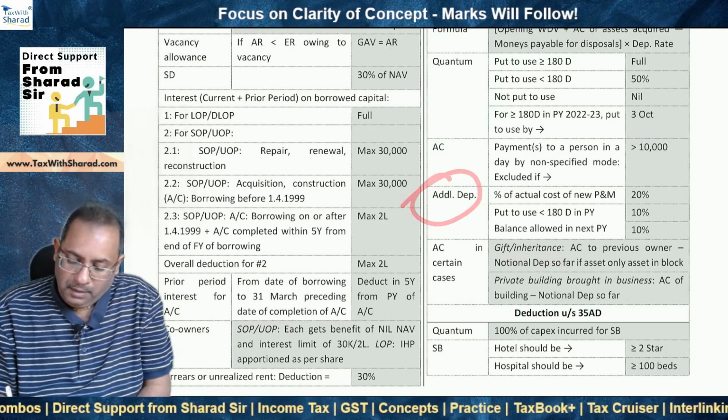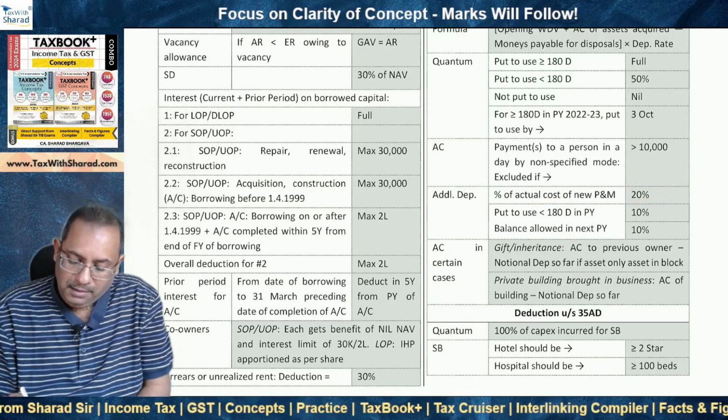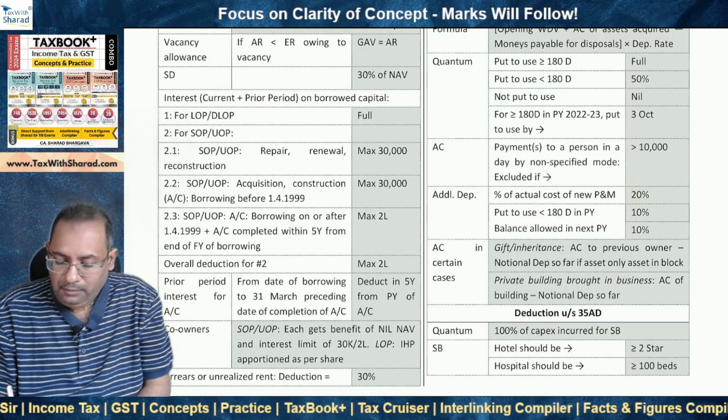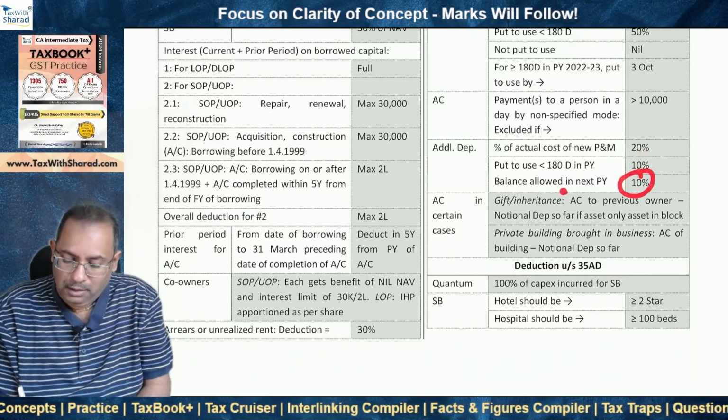Additional depreciation. The rate is 20% of actual cost of new plant and machinery. Where the asset is put to use for less than 180 days in the previous year, only half, that is 10% additional depreciation is allowed, and the balance 10% is allowed in the next previous year.